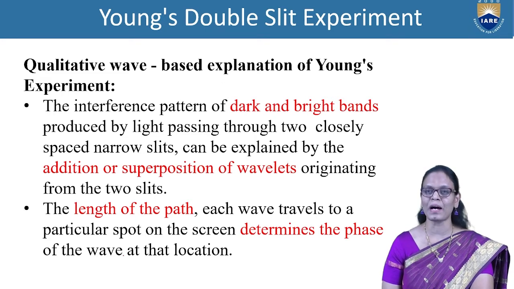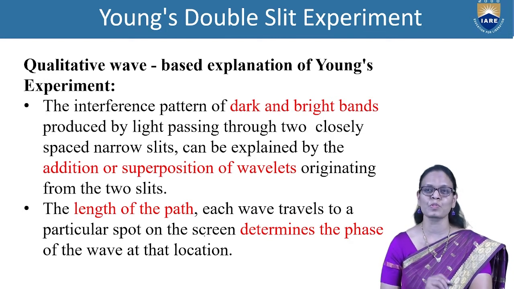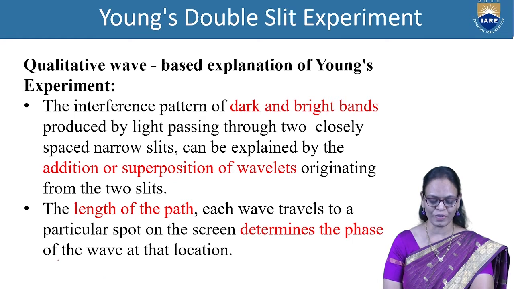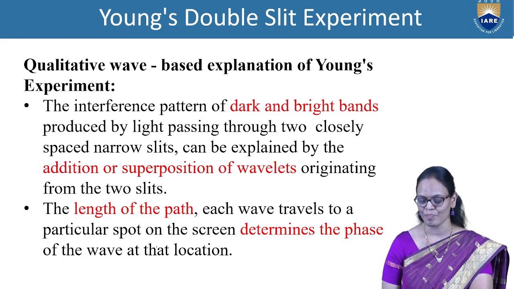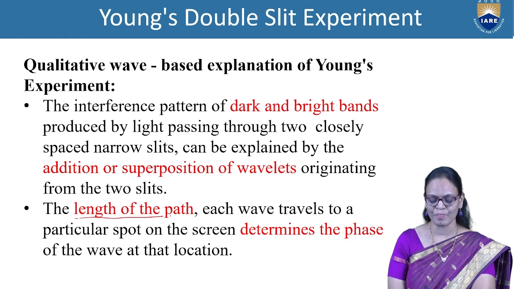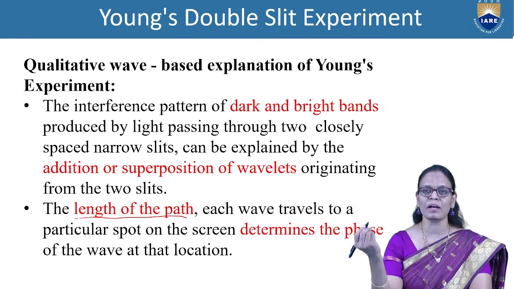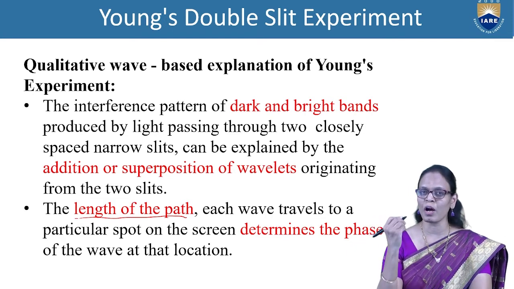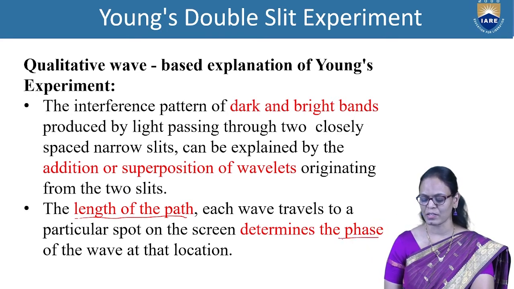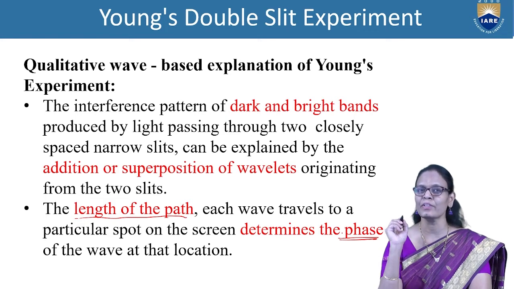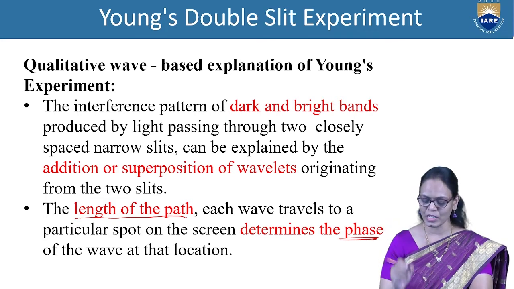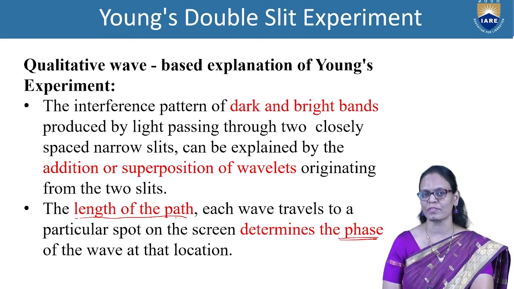Now the length of the path that each wave travels to reach a particular spot on the screen determines the phase of the wave at that location. So here two things we need to understand. Length of the path means the distance traveled by the wave from the source to the point it reaches on the screen. And what is phase? Phase tells about the state of vibration of the particle. So this phase depends upon the length of the path the wave travels.